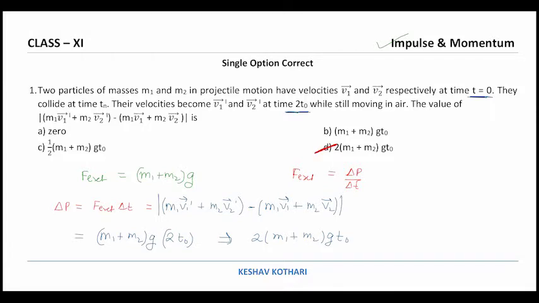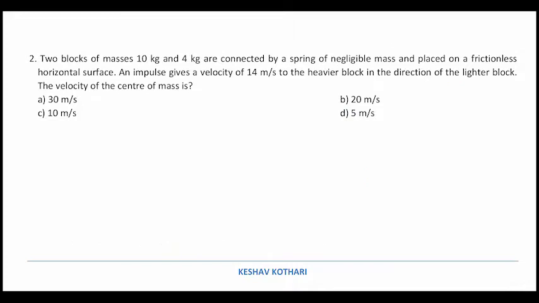Let us move to the next question. Two blocks of masses 10 kg and 4 kg are connected by a spring of negligible mass and placed on a frictionless horizontal surface. An impulse gives a velocity of 14 meter per second to the heavier block in the direction of the lighter block. Then the velocity of center of mass is. For this question, we are taking the formulation that velocity of center of mass equals m1 v1 vector plus m2 v2 vector upon m1 plus m2.